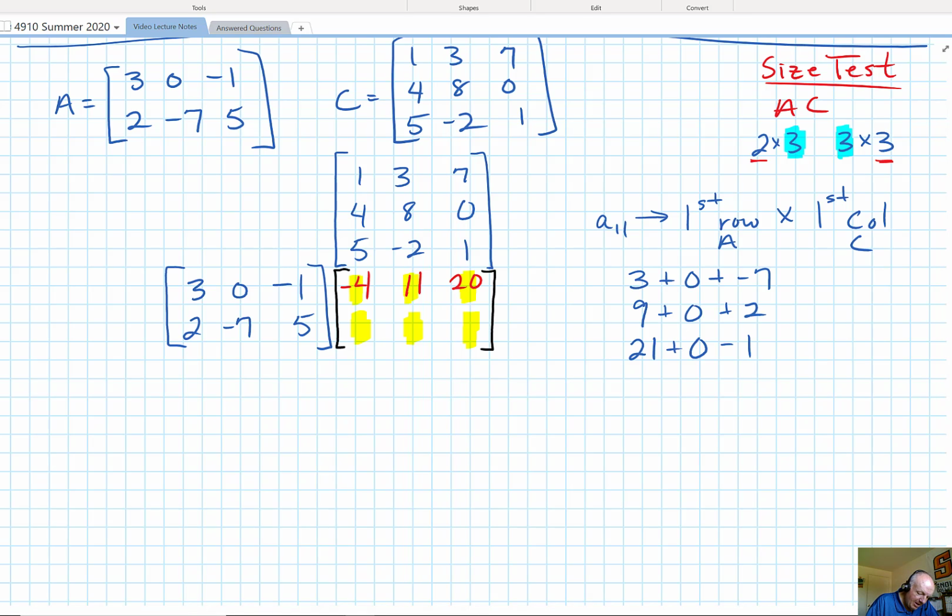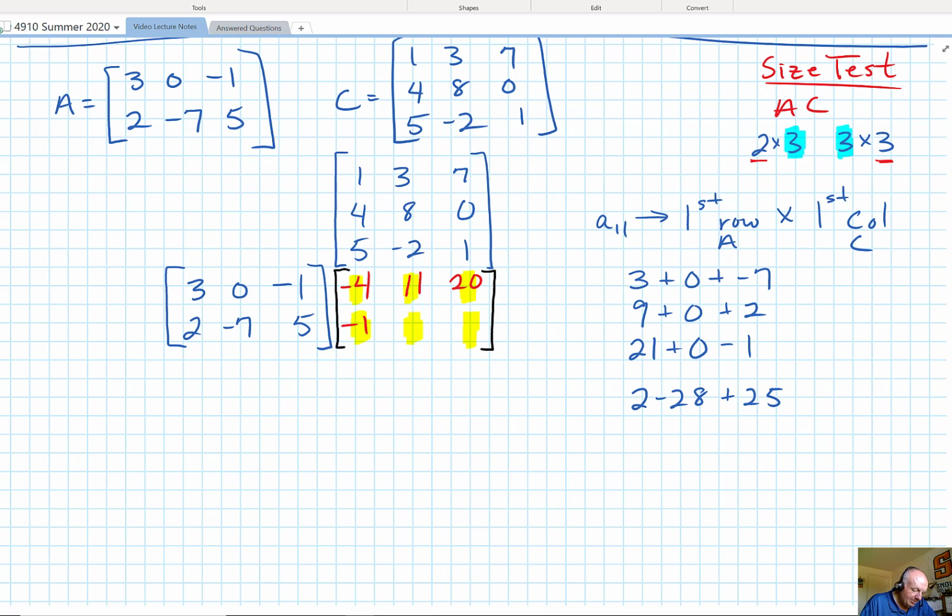So once again, what are we doing? This row, this column, right? Okay, let's try it, but this time with correctness. 2 times 1 is 2. Negative 7 times 4 is negative 28. And 5 times 5 is 25. Okay, so 27 minus 28 is negative 1. All right, I hope that's better.